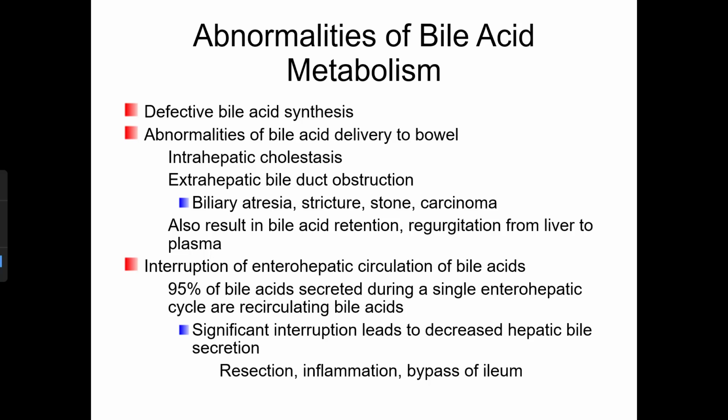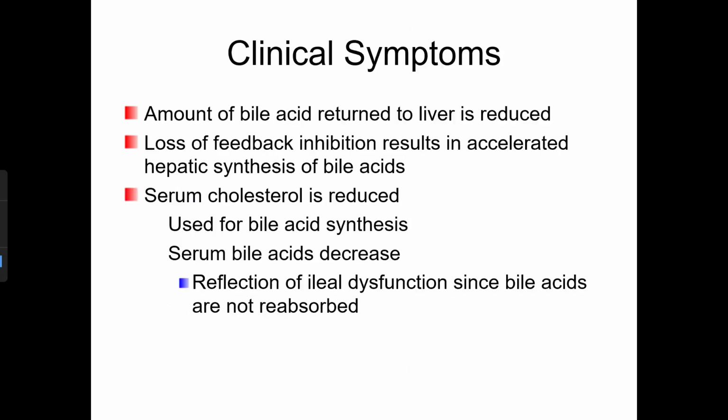Interruption of enterohepatic circulation of bile acids. 95% of bile acids secreted are recirculated during a single enterohepatic cycle. Significant interruption leads to decreased hepatic bile secretion: resection, inflammation, and bypass of the ileum.